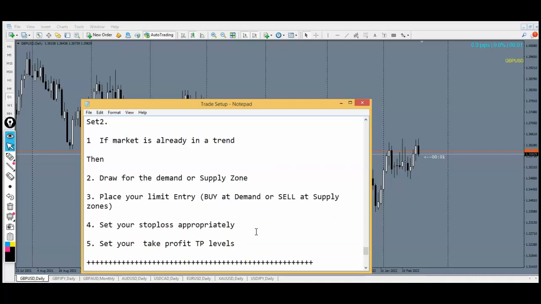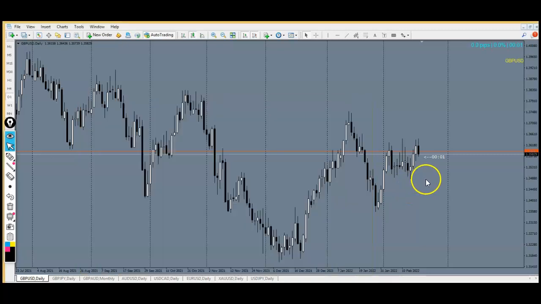Alternatively, if we're already in a trend, then we'll draw the demand or supply zone as appropriate. We'll place our limit entry and the stop loss and take profits. Okay, so let's go to the chart. So we're starting with the daily chart.